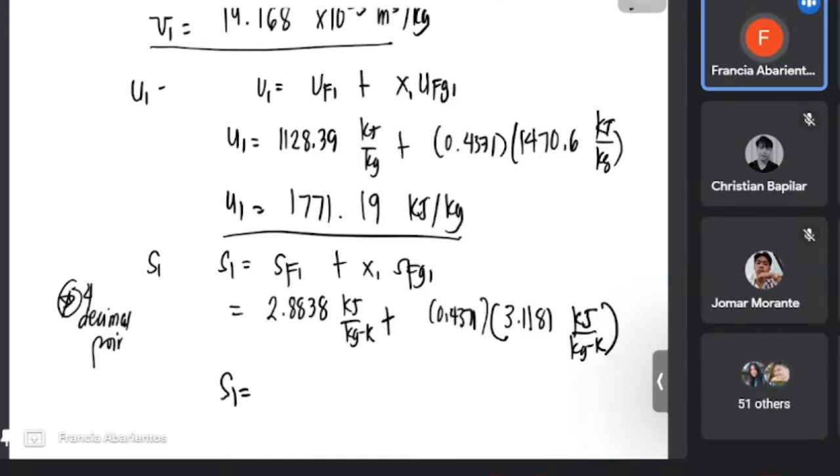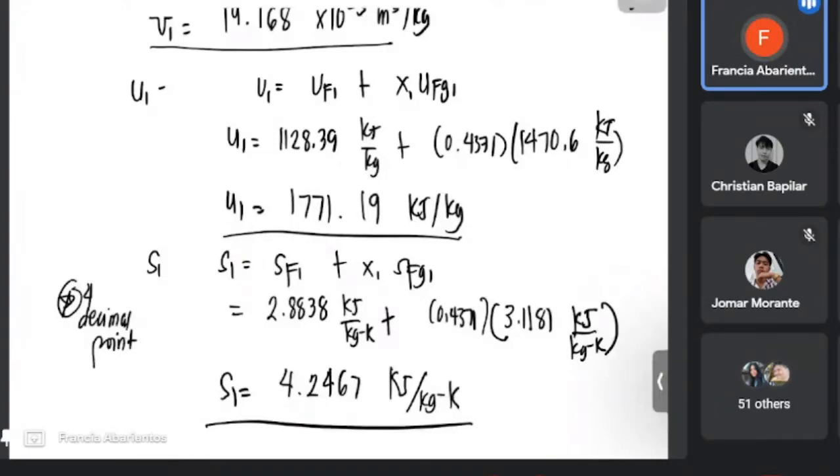Ayun, dali-dali naman nila magsagot. O, pares ba yung sagot nyo? Tingnan ko nga, tingnan din ni ma'am. 4071 times 3.1181. So we have now 4.2467 kilojoule per kilogram Kelvin. Yes, we have solved everything. So nakuha na natin class, di ba?